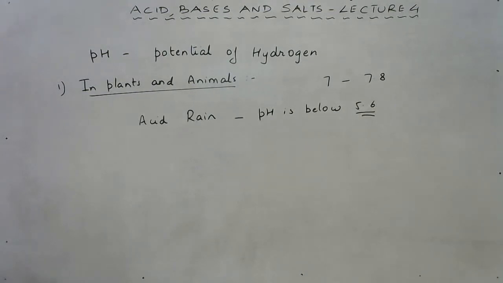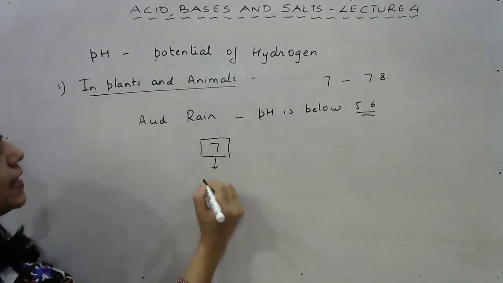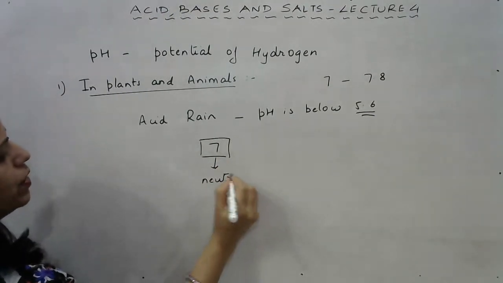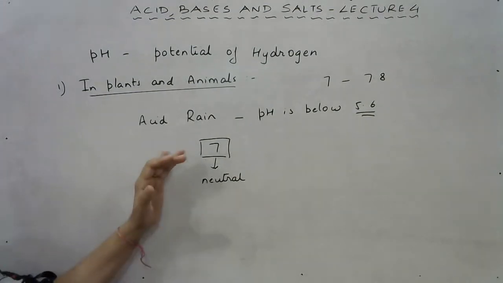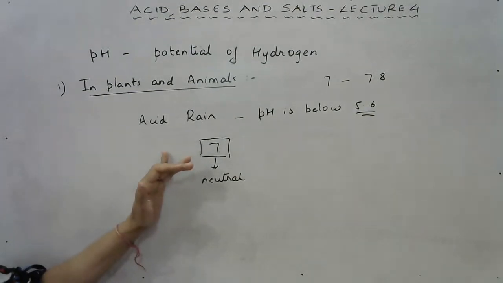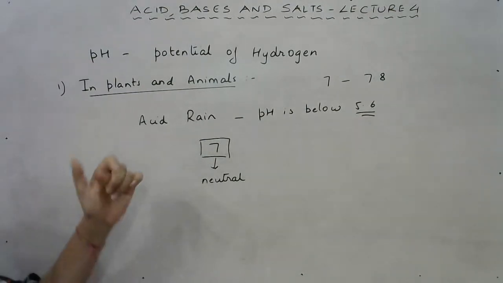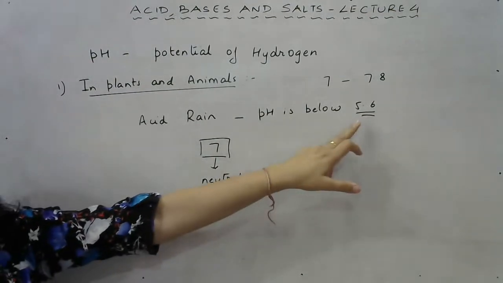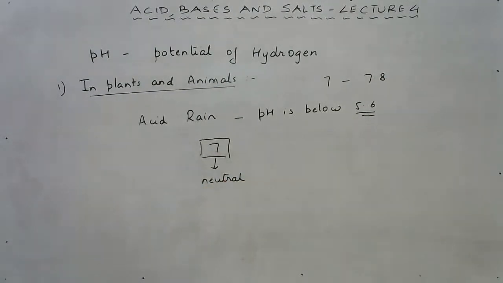Just now I told you that neutral is 7. If you take pure water, it has a pH of 7, which is neutral. So less than 7 is obviously acidic. So it can be 6, but if the pH of water is 6, we will not term it as acid rain. We will term it as acid rain only if the pH goes below 5.6. So you have to remember these values.